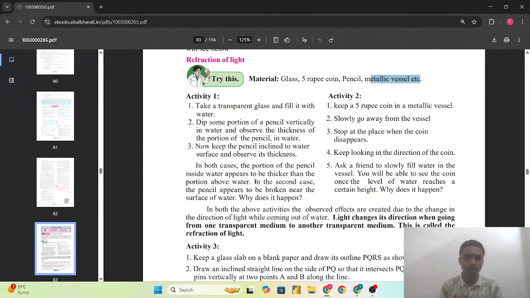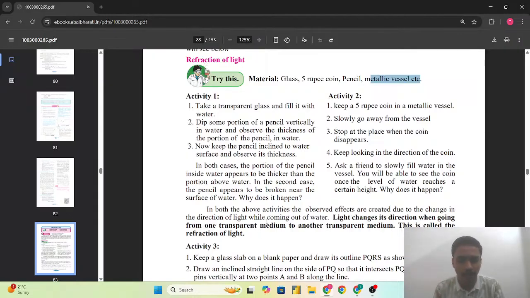In the second case, the pencil appears to be broken near the surface of the water. मतलब जो पहले जो पार्ट है, पहली जो एक्टिविटी हमने परफॉर्म की, वो पेंसिल वाली. So we can see that the pencil appears to be broken. और 5 रुपए का कॉइन जो है वो रेज्ड दिखाई देता है वाटर लेवल से। So ऐसा क्यों हुआ? What was the principle which was acting behind this activity?